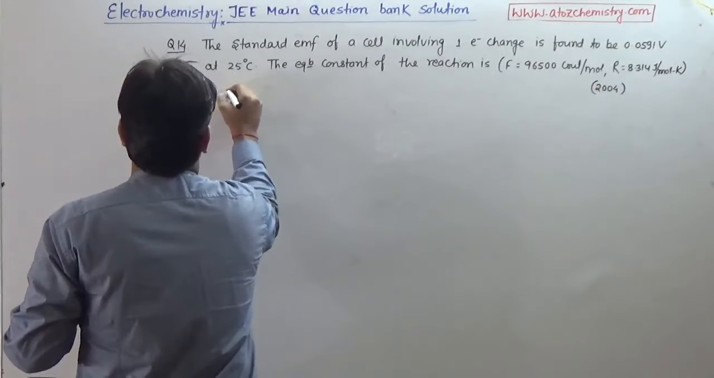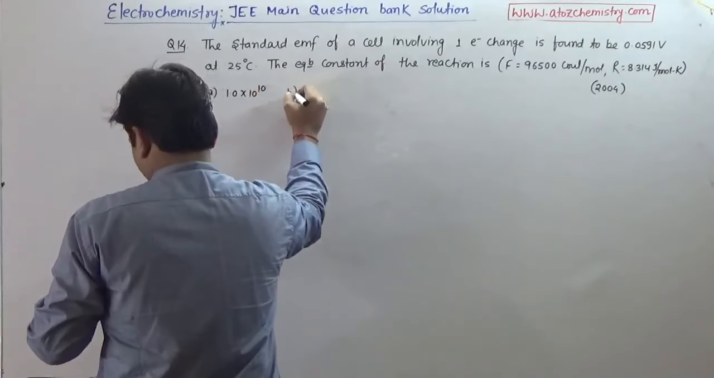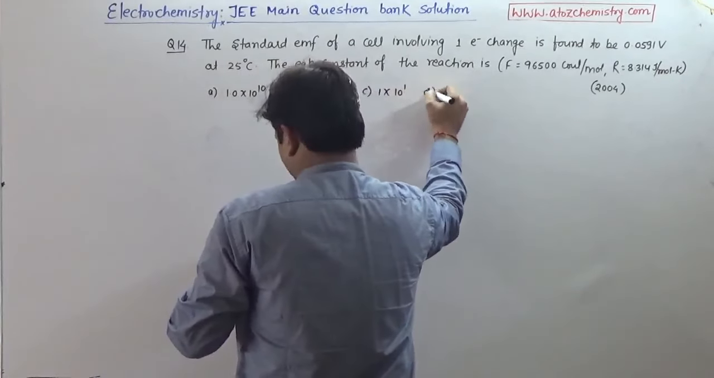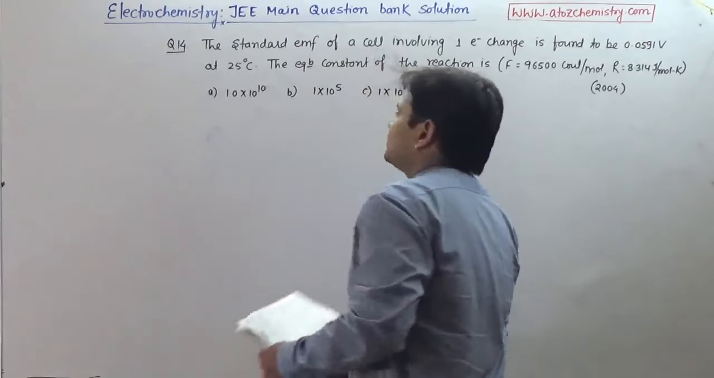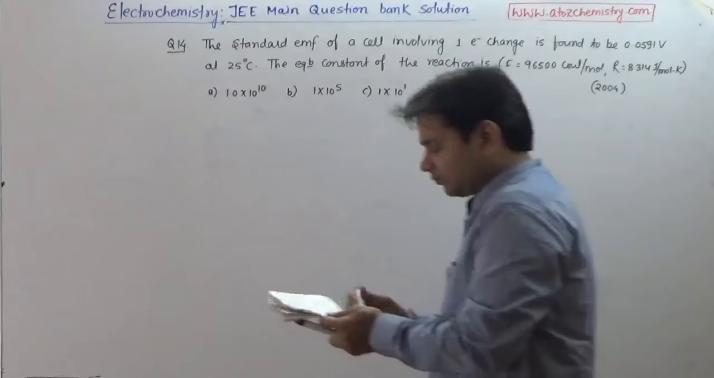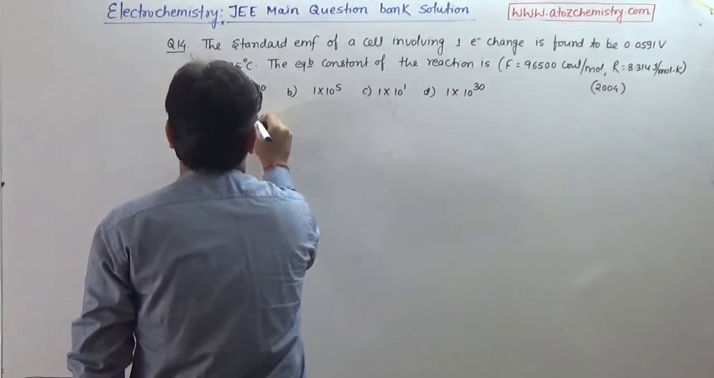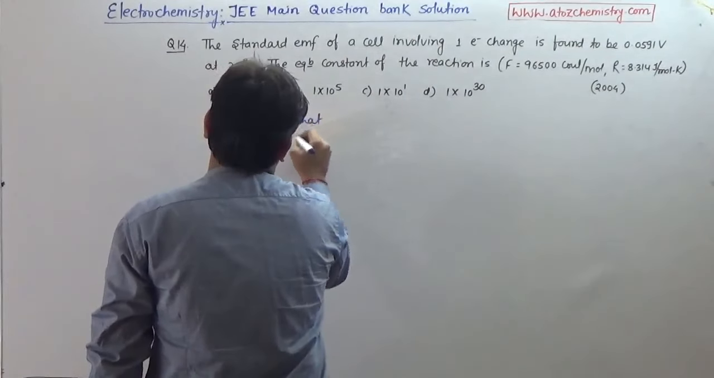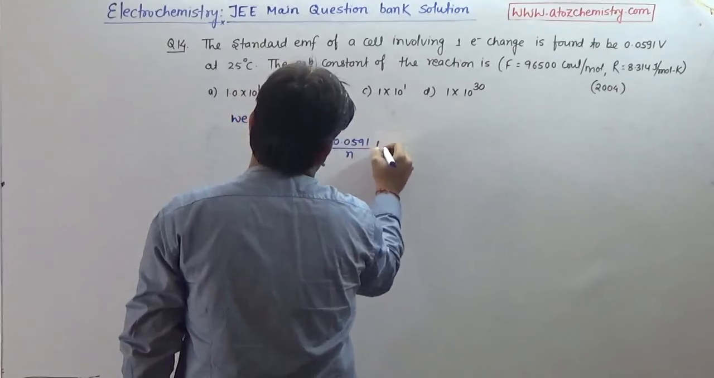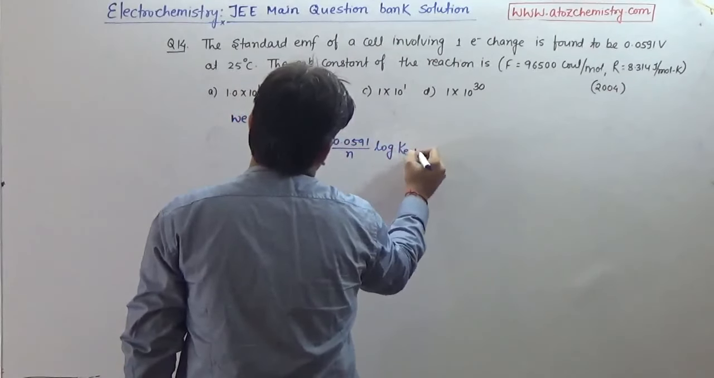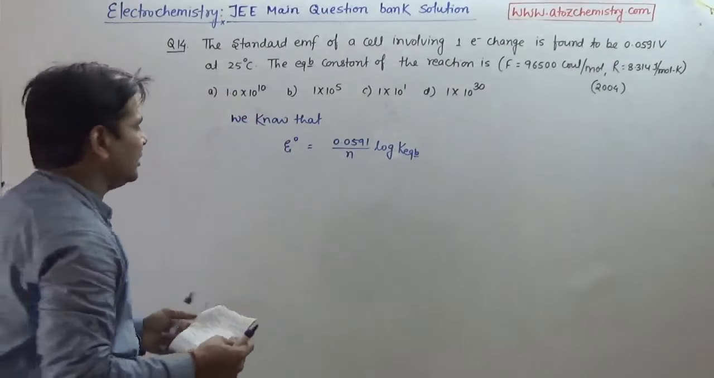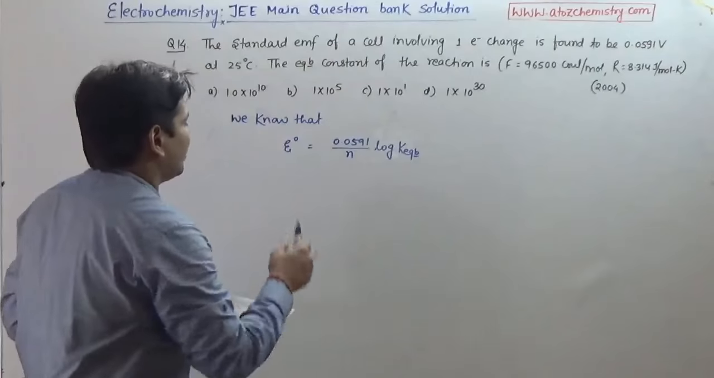The options are: A, 1 into 10 to the power 10; B, 1 into 10 to the power 5; C, 1 into 10 to the power 1; and D, 1 into 10 to the power 30. These are the four options given. In this question, it is told that the standard EMF of a cell is given. We know that E naught is equal to 0.0591 divided by n log K equilibrium. You must be knowing that this is the relationship at 25 degrees Celsius, where 2.303 RT by F value is 0.0591.